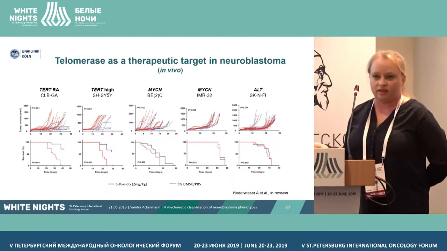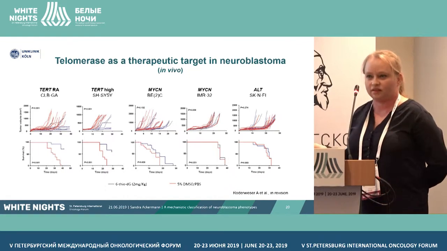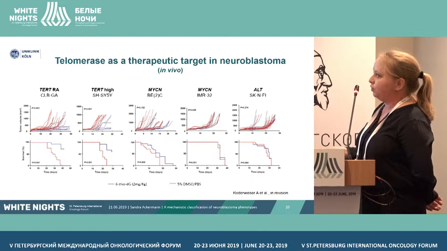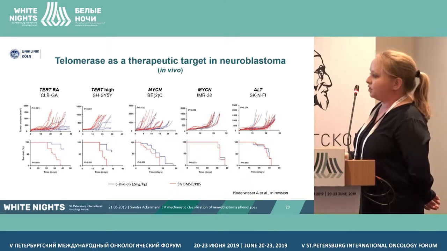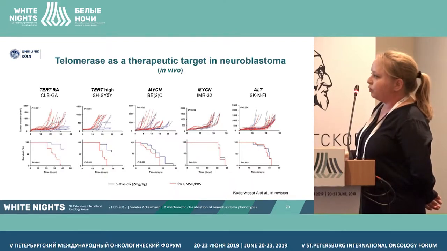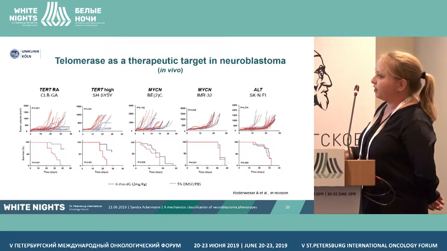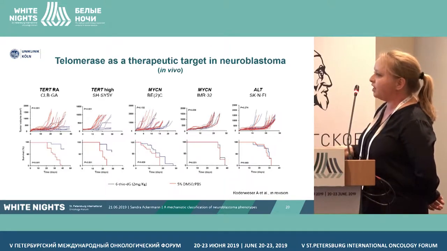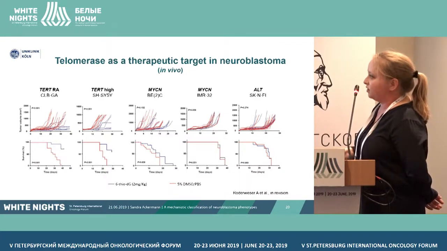and these are cell lines in a subcutaneous xenograft analysis in SCID mice. We have two TERT-dependent cell lines where you can clearly see blue is treated with 6-TODG, and red is mock treated. So you can clearly see if we have TERT rearrangements or high expression that the tumors grow less fast if you treat the mice.